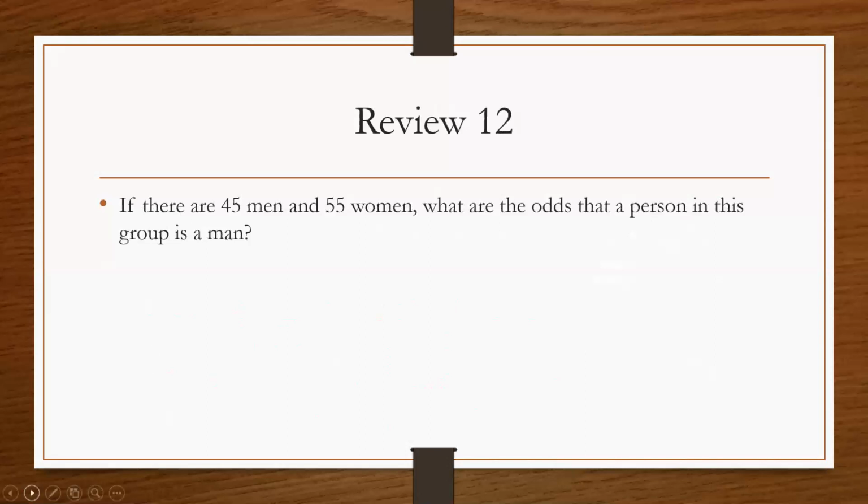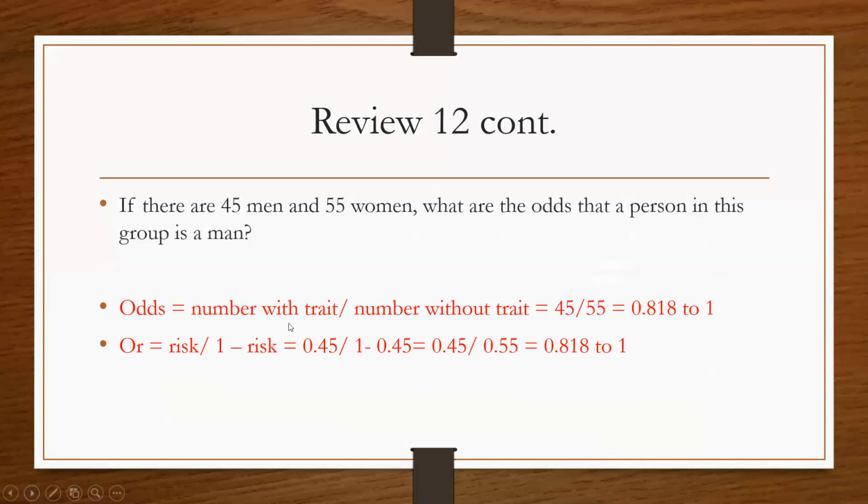All right, so going over this, odds are different than risk, of course. It's just going to be the number with the trait over the number without the trait, which in this case, since it's men, is 45 over 55, or 0.818 to 1. But since you already calculated the risk, you could use the other formula, which is risk over 1 minus risk, which would get you the exact same answer. So just something to work with.